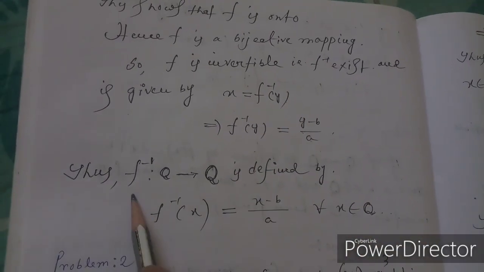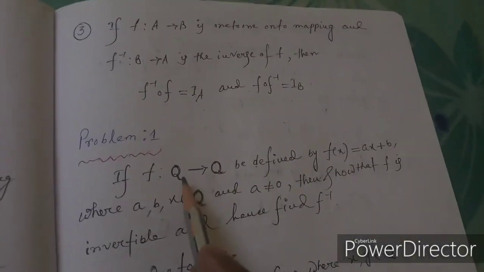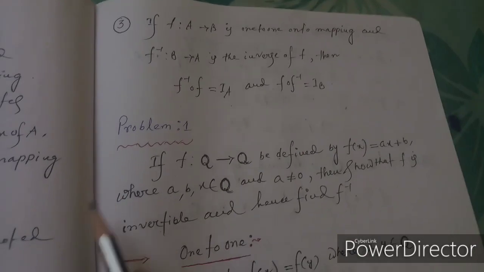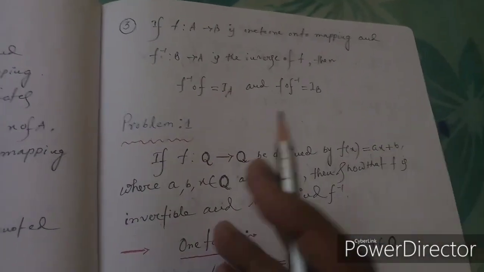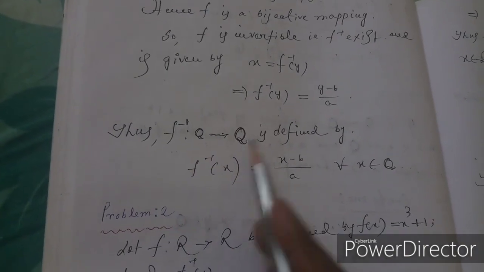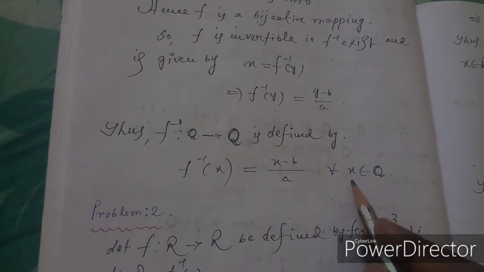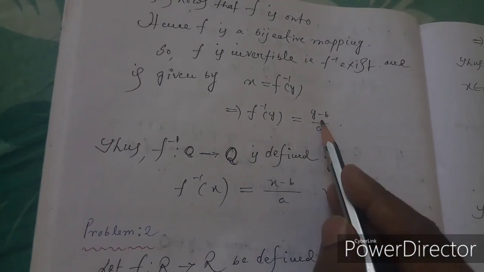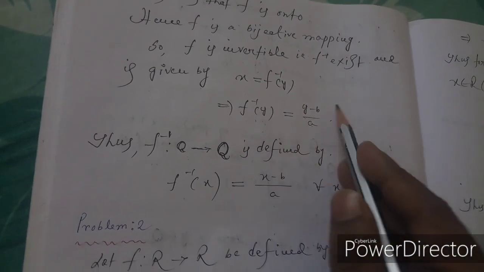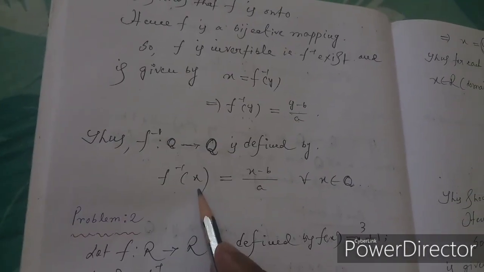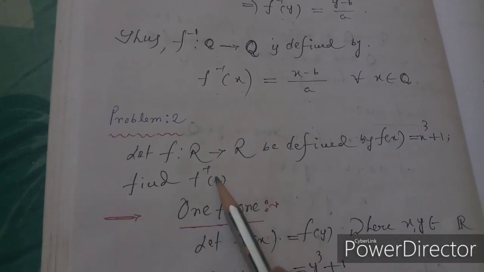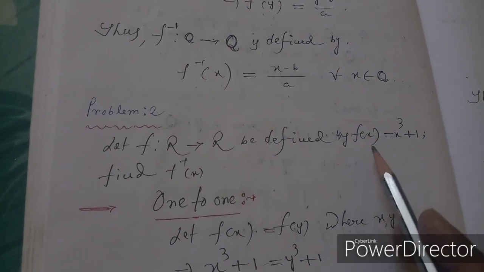So thus f inverse from Q to Q, because look at that, f is from Q to Q, so f inverse should be Q to Q. So thus f inverse from Q to Q is given by f inverse x equals x minus b by a for all x belongs to Q. Look at that, here y and y both are the variable, so you change this variable y into x. Got it?